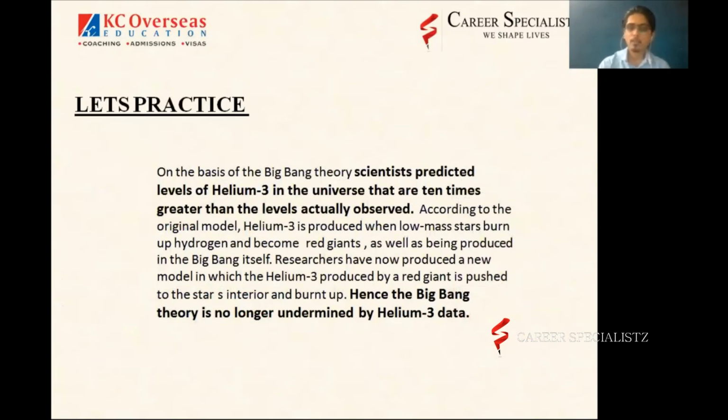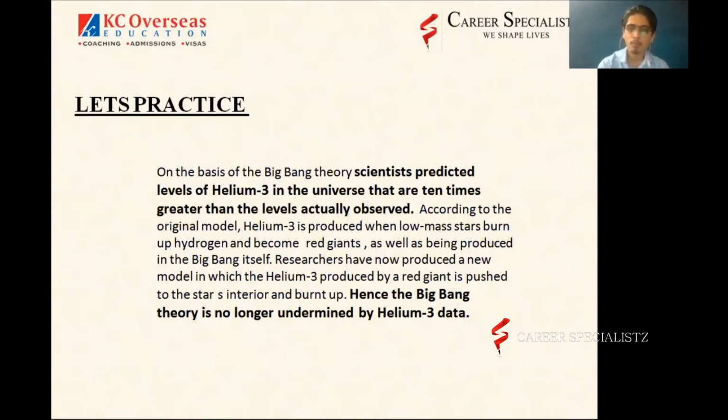The third type of question that we practice today is reading comprehension. We have a small passage right in front of us. The passage states, on the basis of the Big Bang theory, scientists predicted levels of helium-3 in the universe that are 10 times greater than the levels actually observed. According to the original model, helium-3 is produced when low-mass stars burn up hydrogen and become red giants, as well as being produced in the Big Bang itself.